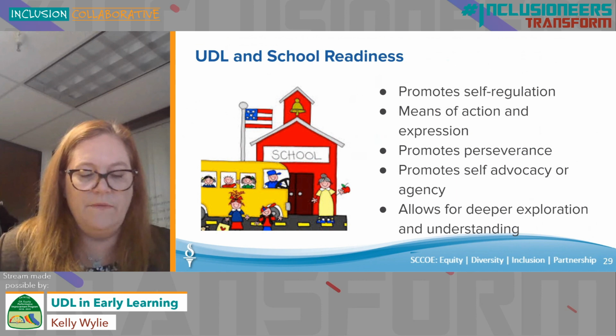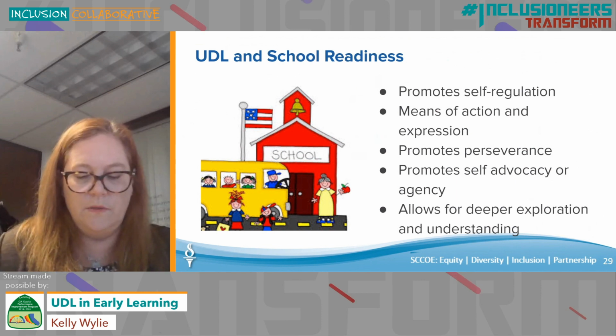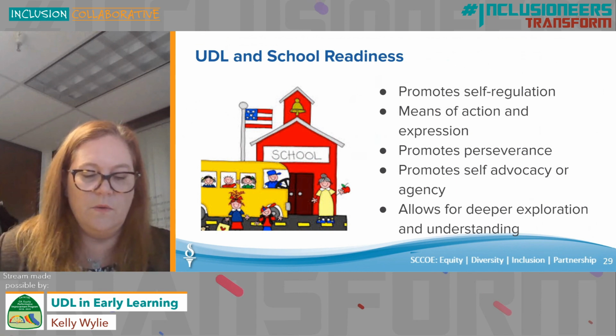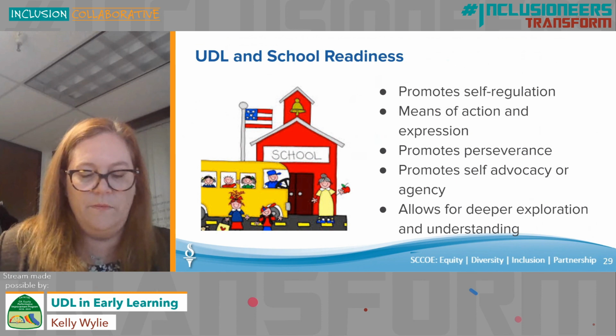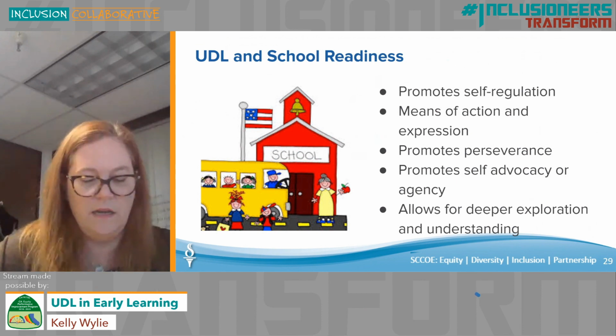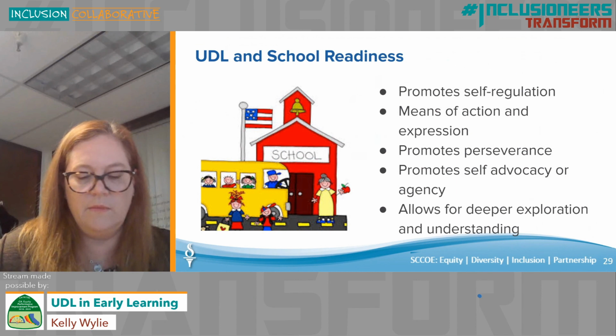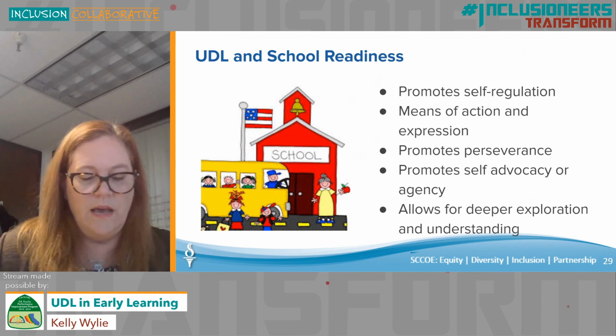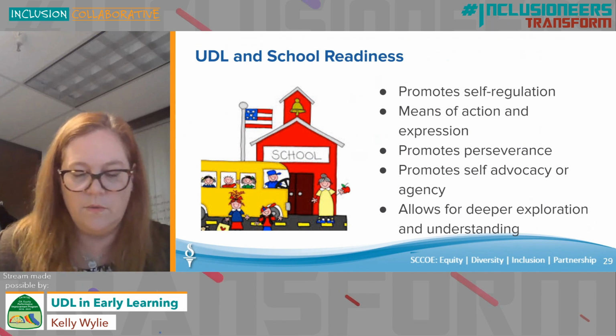If universal design for learning was applied as early as preschool, then the students would enter the K-12 system with a stronger sense of school readiness, as the students would be able to better promote self-regulation because they have had opportunities for multiple means of action and expression. They have had greater opportunity to move the information from short-term to long-term memory, giving them vast background knowledge. UDL in early learning would allow for opportunities to promote perseverance and self-agency, further promoting school readiness.